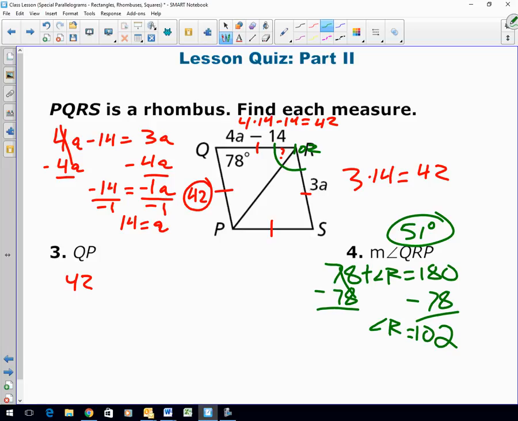One of the properties of a rhombus is that the diagonals bisect the angles. When something bisects an angle, it cuts it in half. So if the whole thing's 102, QRP is 51.